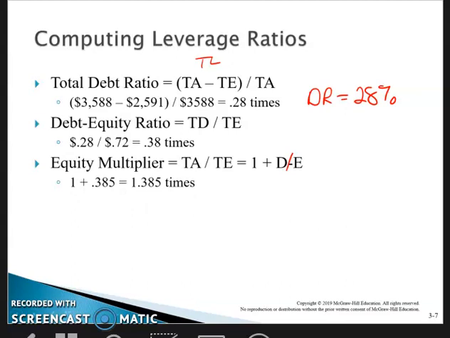So anyway, either way, you should calculate an equity multiplier of 1.38 times. So this would be the one plus the debt to equity ratio, which should actually be 1.385. But if you divided the 3,588 of total assets by the equity of 2,591, you should also get 1.385.